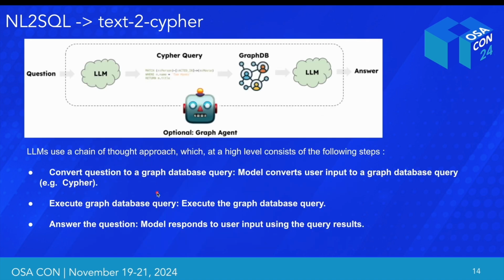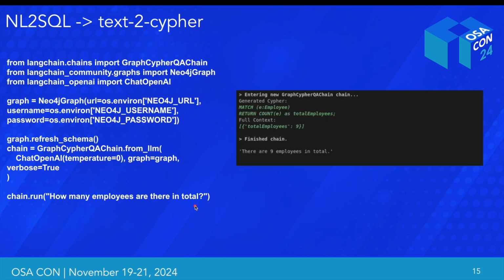Modern LLMs like GPT-4 Omni, Claude 3.5 Sonnet, Llama 3.2 from Meta do a fairly accurate job in translating the user query from natural spoken English to a Cypher query. And it uses a chain of thought approach, which at a high level consists of the following steps: converting the question first to a graph database query, executing the graph database query within the graph database like Neo4j, and then getting the result back, and then responding with natural language to the user input using the query results. So this is an example of how it is done.